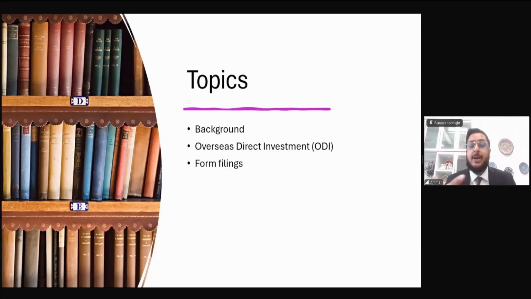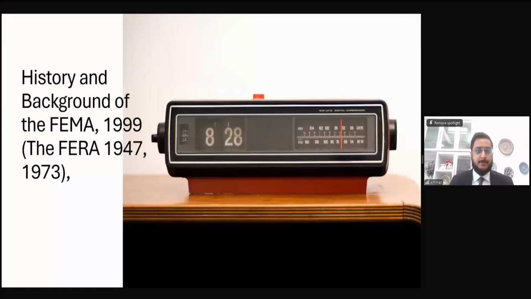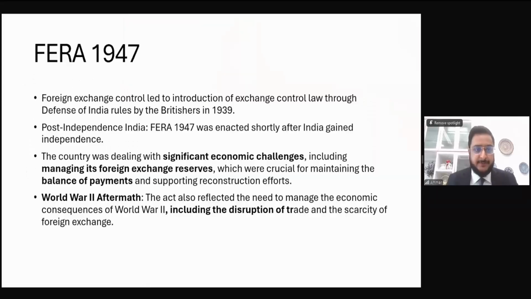So we'll just have a small brief about it and what are the basic things we need to take care of, basic things we can deal with our existing clients, because even they might be requiring a lot of consultancy with regard to FEMA, and we might not be knowing that. So we'll talk a little bit about that. Then we'll move forward to ODI, the Overseas Direct Investments, and then the form filings. So first, the history.